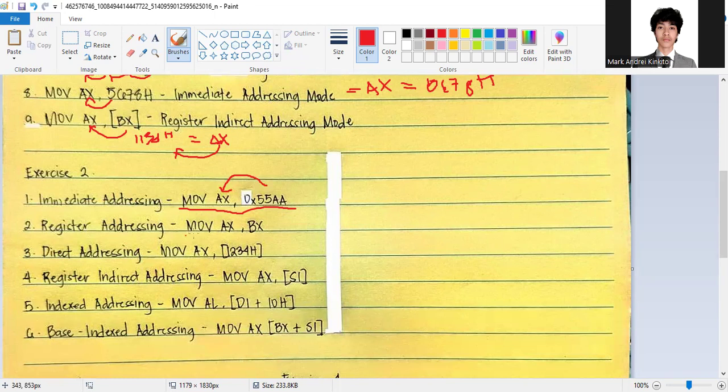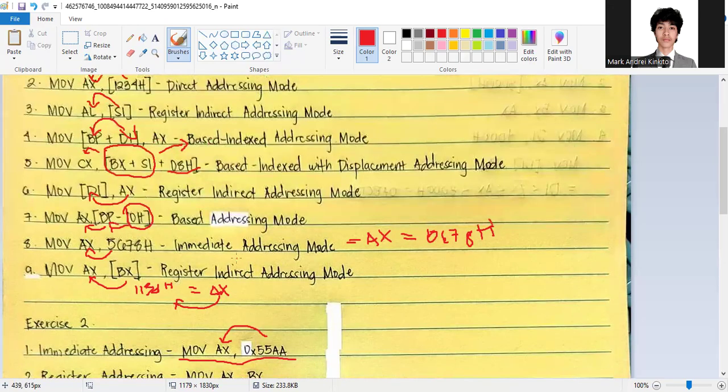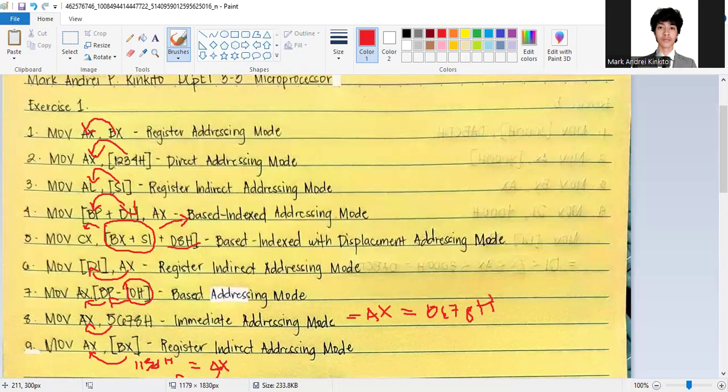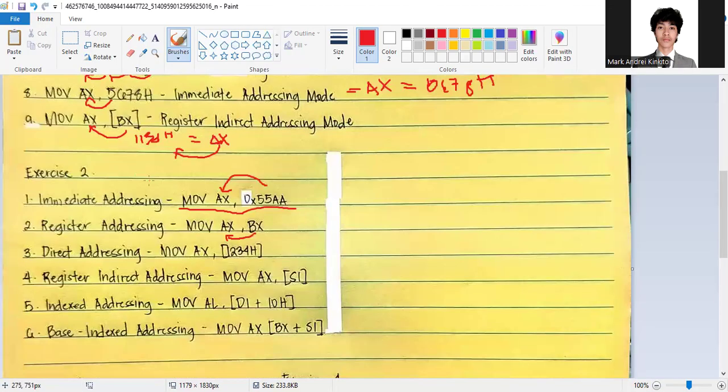Register addressing, the same stuff. We'll move a register into another register. And direct addressing is where we have an address with brackets moving into a register. Register indirect: we have a register storing an address moving it to AX, another register.